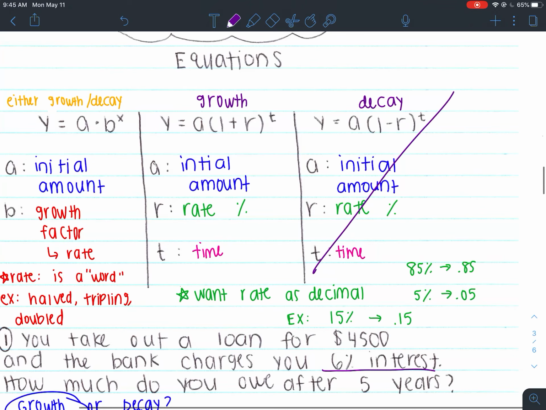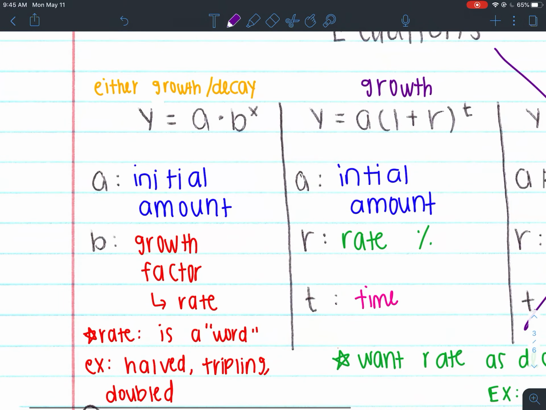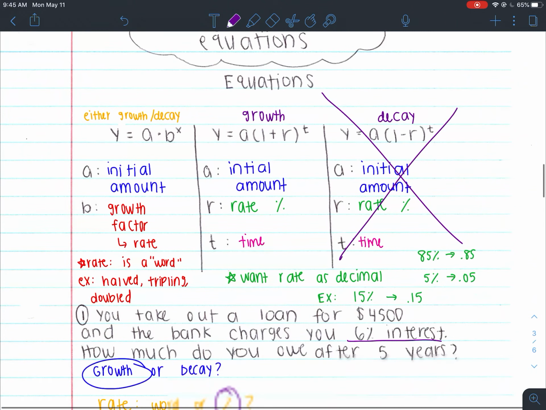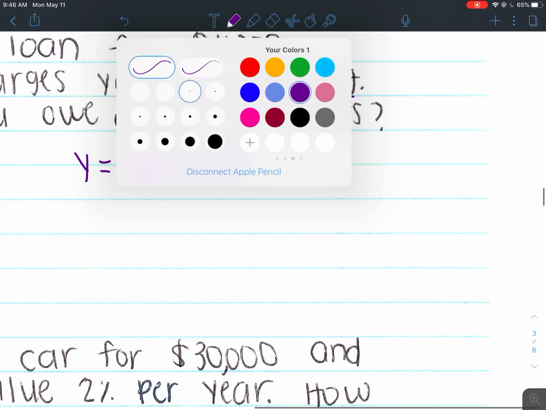Okay, well, I know that I eliminated that one because it wasn't decay. And then I know that the rate is a percentage. Well, which one of these two gives me a rate as a percentage? The middle one. So that means that that's going to be the equation that I use. So I'm going to go ahead and write that down. Y equals a(1 + r)^t. Okay? So again, you can't just pick any equation. You got to go through that checklist. Is it growth or decay? And then is the rate given to you as a word or percent? Once you have that, you just plug in numbers.